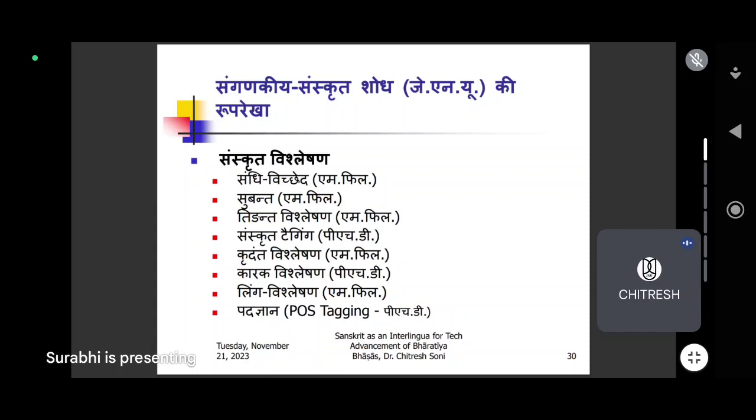Sanskrit Vichhed, Sandhi Vichhed was done in MPhil. Subant was in MPhil. Then Vishleshan in MPhil. Sanskrit tagging, then Vishleshan, Karak Vishleshan, case marker analysis, then link Vishleshan, gender analysis, then Padyan, POS tagging. So MPhils and PhDs are done at my center, from where I have done my research. Next please.